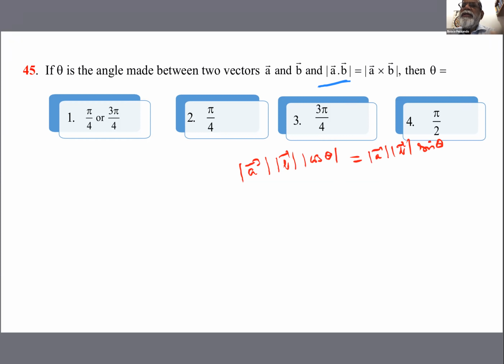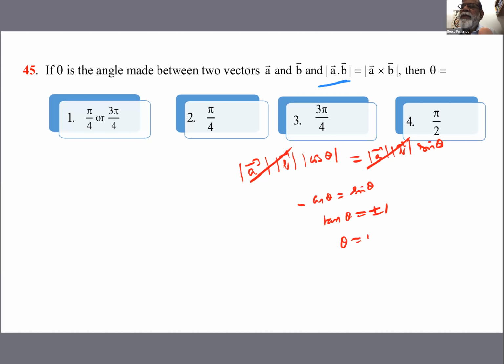No, it is sin theta, because theta, the angle between two vectors, is measured from 0 to pi, first quadrant or second quadrant. So the sine of such an angle will always be positive. So modulus of sin theta is sin theta. But I cannot remove it here. So these two will cancel. So it is cos theta equal to sin theta, or minus cos theta equal to sin theta when cos theta is negative. So this implies that tan theta is equal to plus or minus 1.